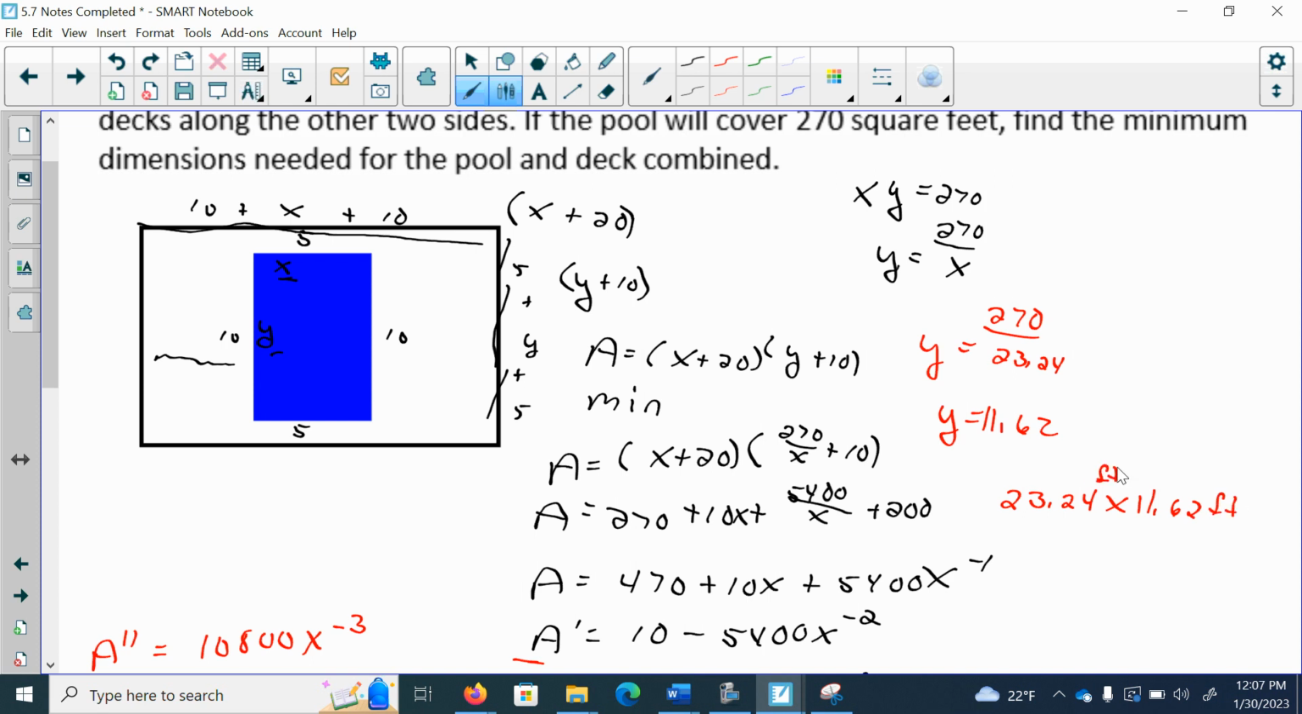And that would give me the minimum dimensions needed for my deck and pool combined, so that my pool has an area of 270 square feet.